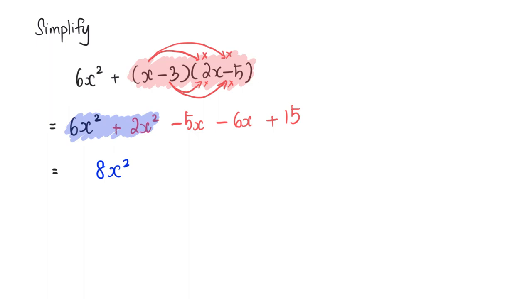This one will probably give a green color. Negative 5x minus 6x. There are negative 5, negative 6. This will give me negative 11x. And the last part will be the positive 15. And we are done with this question.